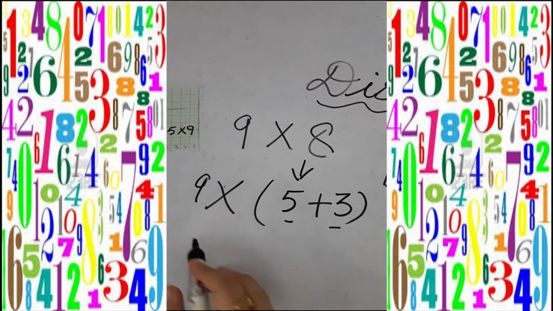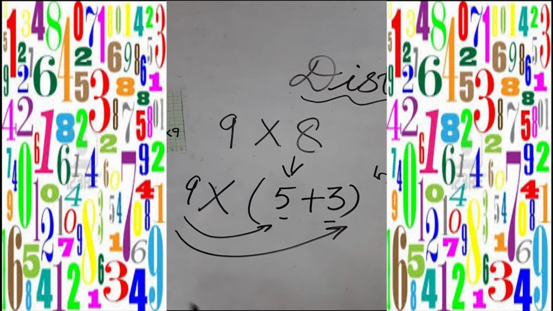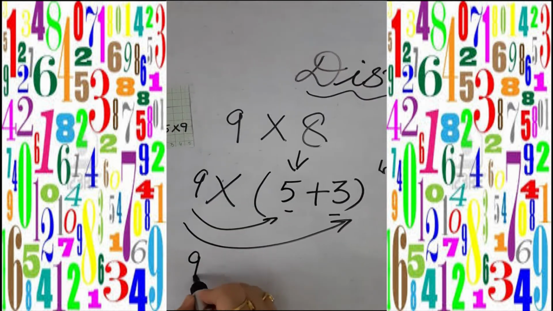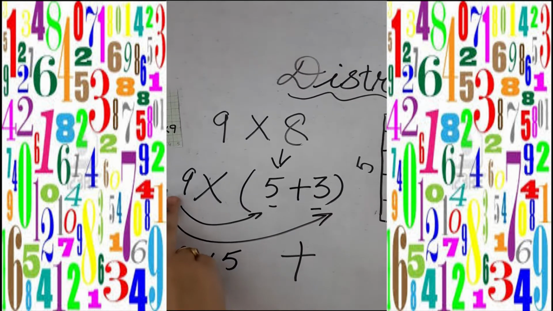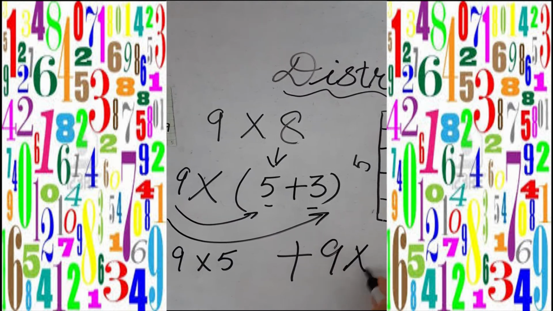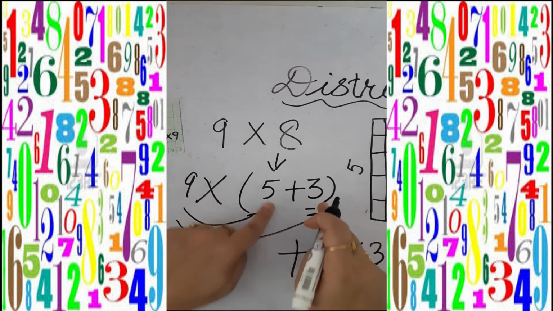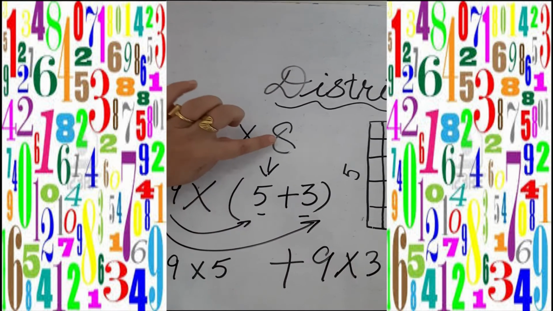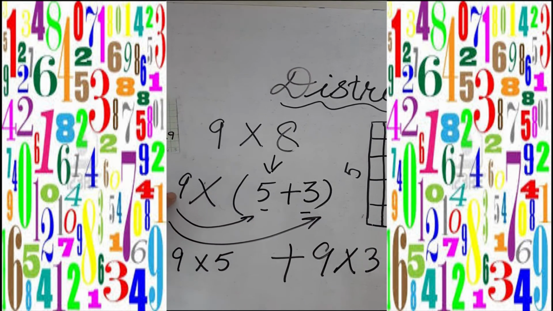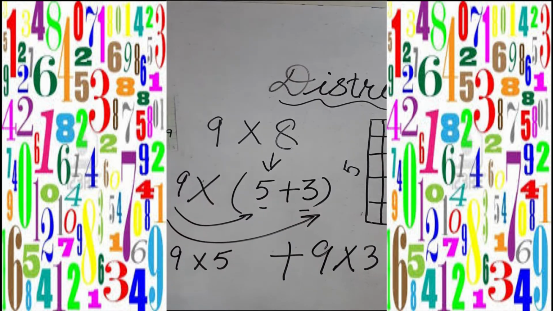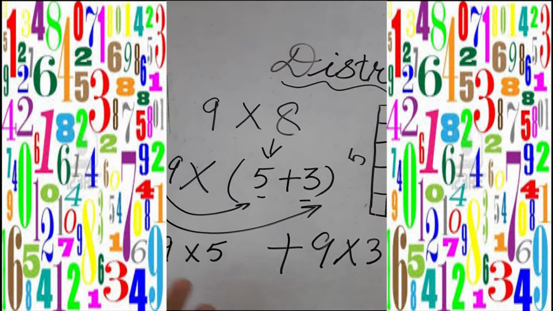So distributive property says this 9 will go with both the numbers. 9 multiplied by 5, and you will put a plus sign in between, 9 will go with 3. So 9 is distributing. We are giving 9 to both the numbers inside the bracket. I have broken 8 into two parts and 9 is outside. I will multiply 9 with both the numbers and I have a plus sign in between.